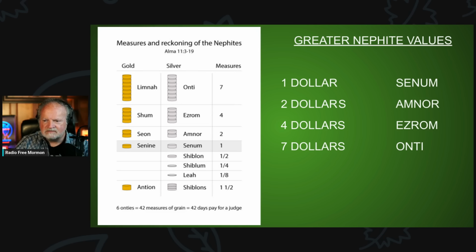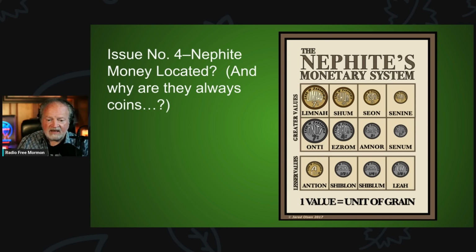All right. Now, these greater Nephite values: the Senum, the Amnor, the Ezram, and the Ontai. That would be $1, $2, $4, and $7 if we put it in our context of a dollar being the basic unit of measurement or value in the U.S. monetary system, and equating that to a Senum in the silver system over there for the Nephites with the greater values. So it would be $1, $2, $4, and $7. You can see that's not similar at all to what we have. Now, that's issue number 3.